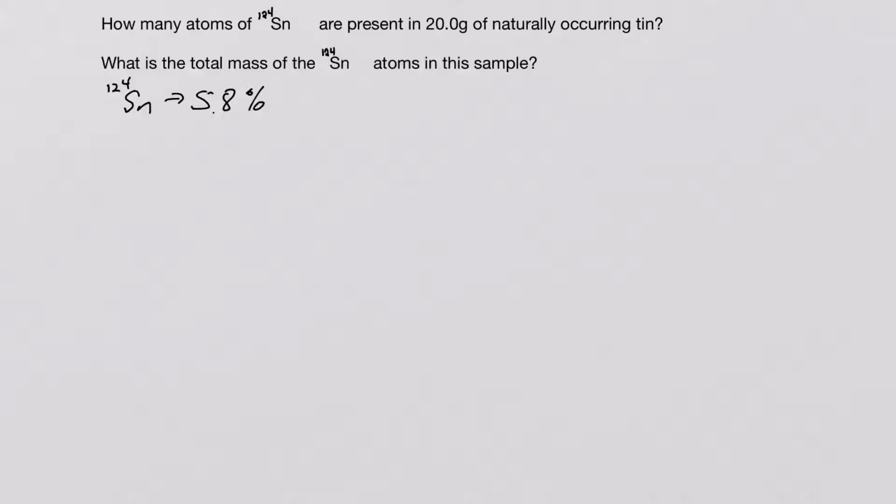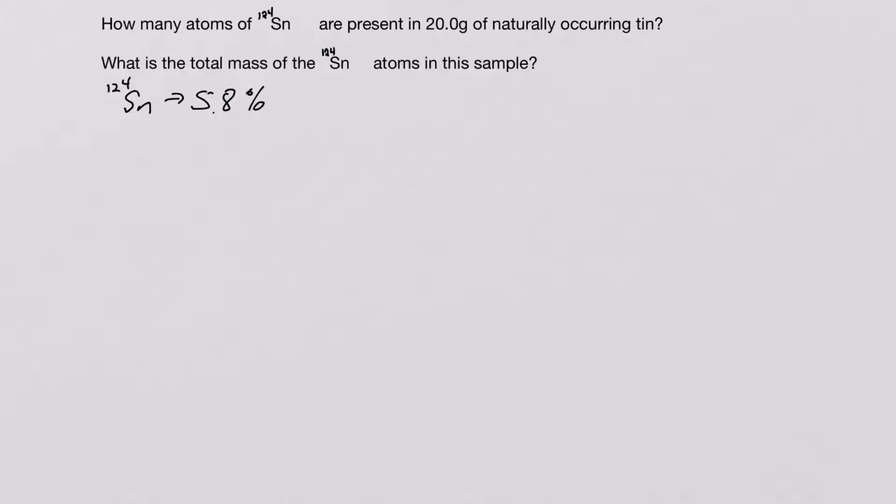Basically, we're told a couple of things. We're told that a given isotope has a certain percent abundance. So I'm told that tin-124 is about 5.8% abundant. That means any naturally occurring sample of tin is only 5.8% tin-124, and it's mostly other isotopes of tin. And the question I'm asked is, if I have a 20-gram sample of naturally occurring tin, how many atoms of those are tin-124 specifically?